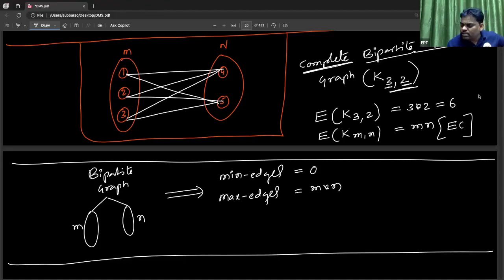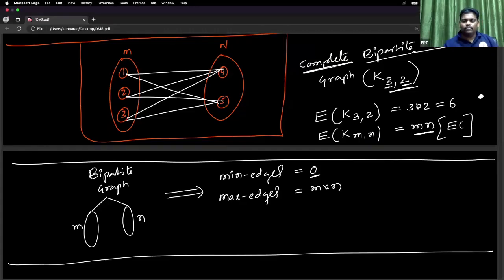The number of edges, this is the formula. If it is simply bipartite, there is no formula. Minimum is 0, maximum is mn. In between, anything can happen. I hope everyone got it. Can I move to next?